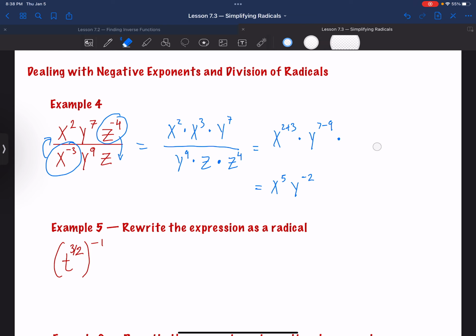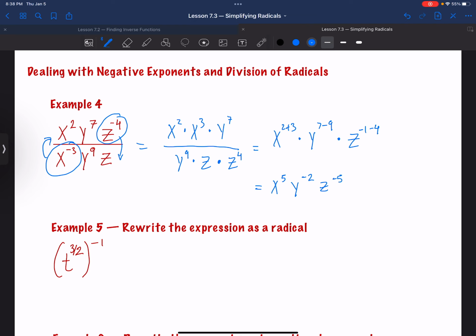You know what? I'm going to do this. I don't really like that. I would rather write it with just negative exponents. This is z in the bottom, so it's z to the power of negative 1. And then this is z to the 4th, and that's also in the bottom, so I'm also going to do minus 4. Now this is z to the power of negative 5.